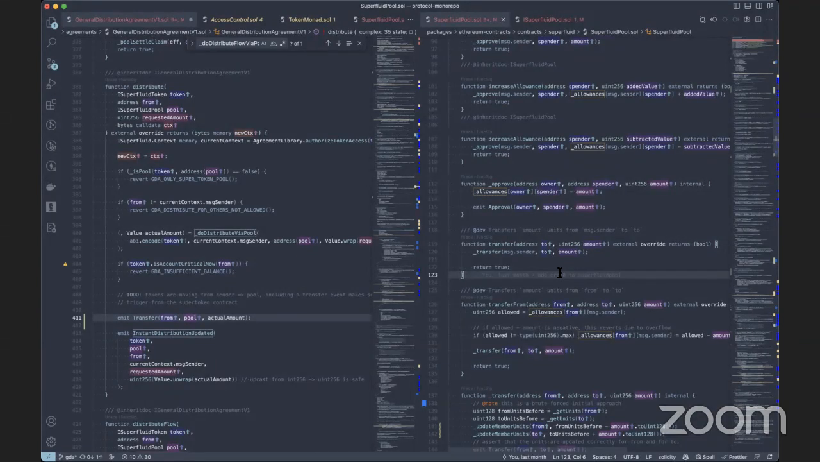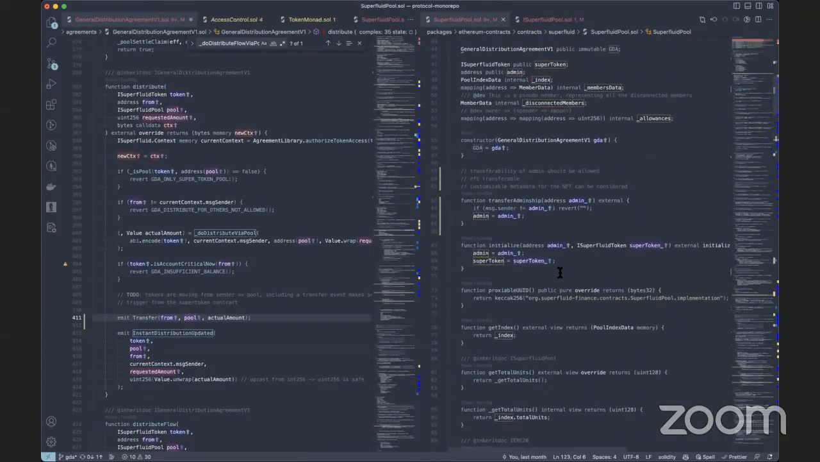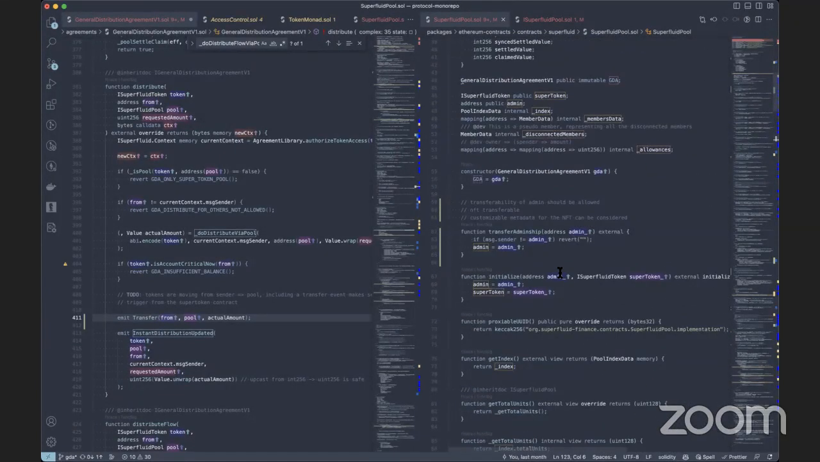But here we have a different part, because when you do a distribution and there is an adjustment, you are sending to the admin. So now that admin is touching the balance.